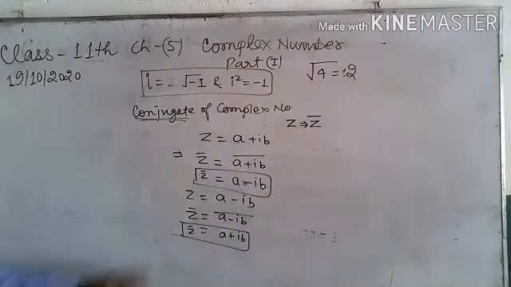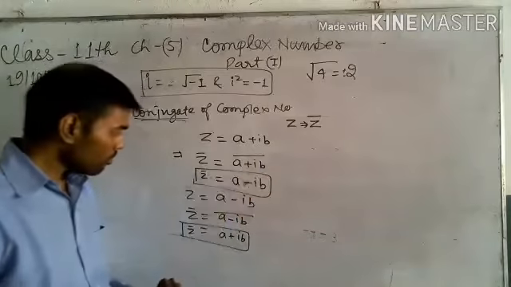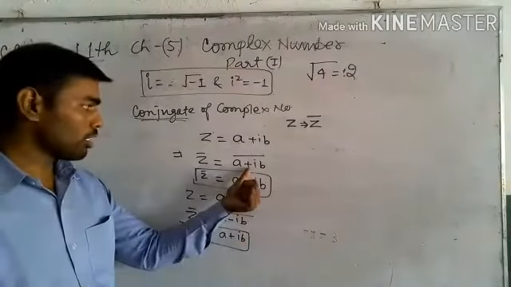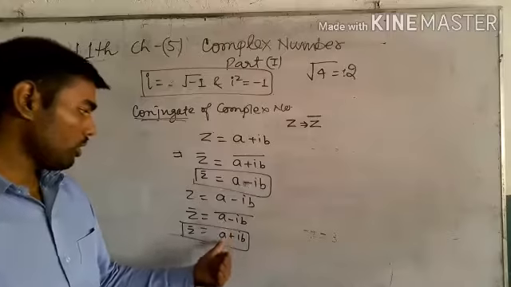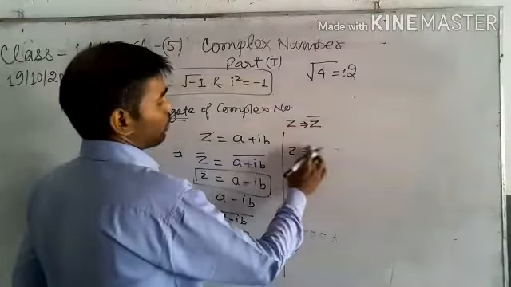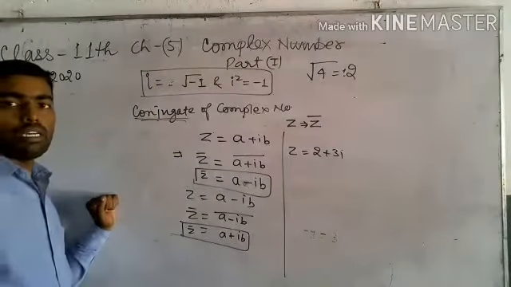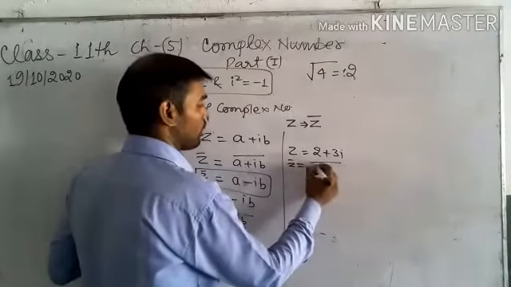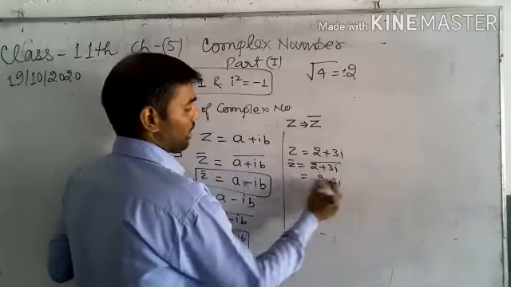So this is the formation: when z is equal to a plus ib, z bar is equal to a minus ib, because this is plus, so this is minus. Now if z is equal to a minus ib, then z bar is equal to a plus ib. Take an example. If z is equal to 2 plus 3i, this is a complex number, the real part is 2 and the imaginary part is 3. Now take the conjugate of 2 plus 3i. So change the sign: this is plus, so this is minus.